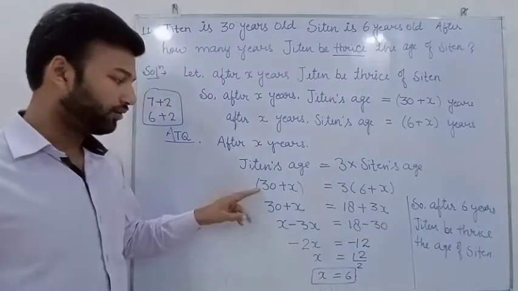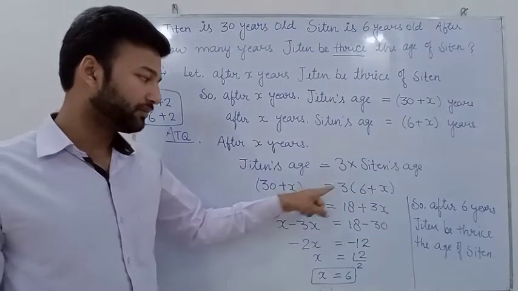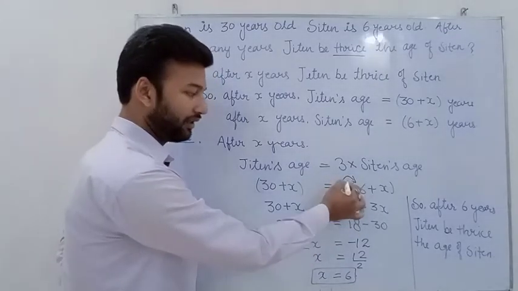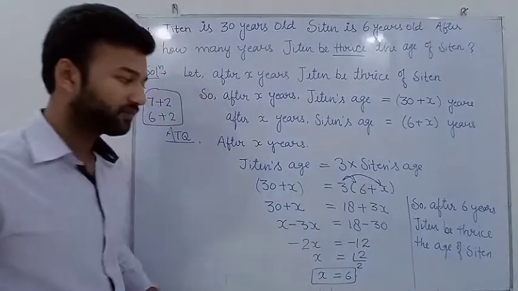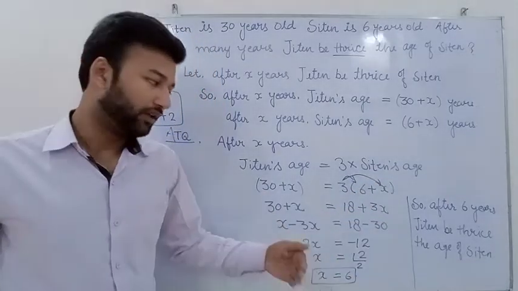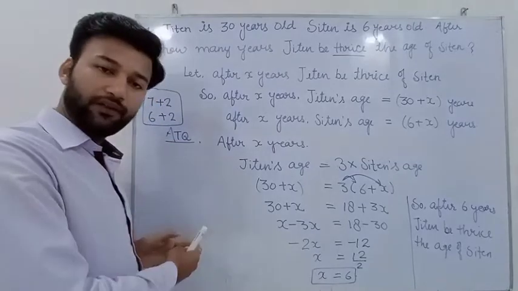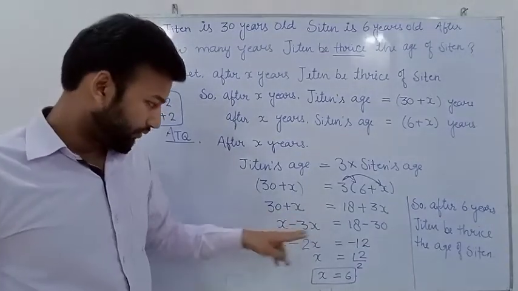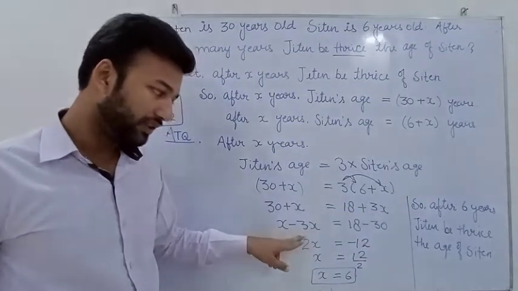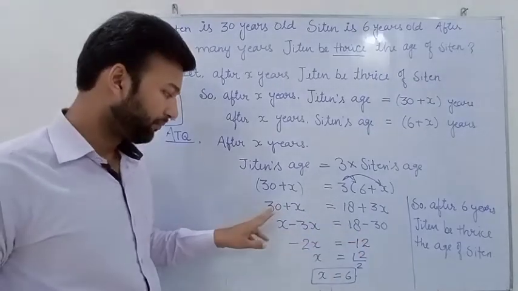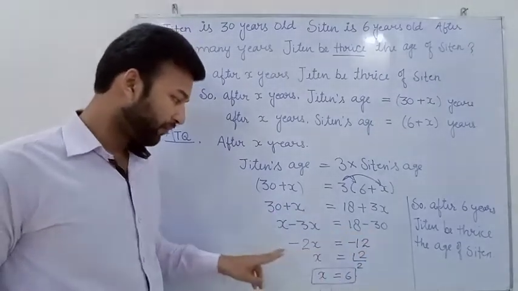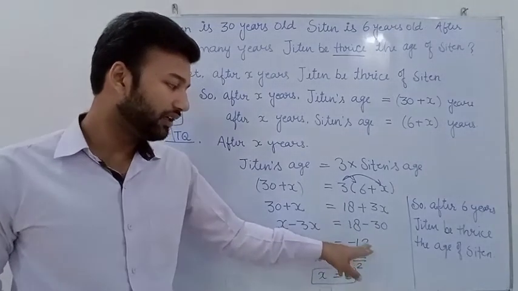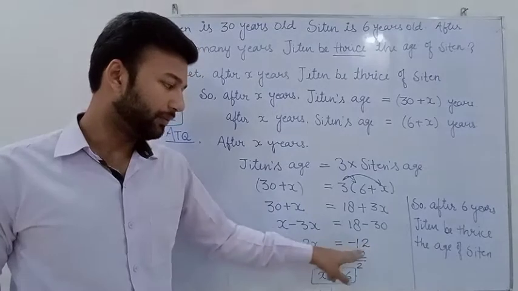Okay. Now open the bracket, 30 plus x equals 3 times (6 plus x). Here the distributive property applies: 3 multiplied by 6, 3 sixes are 18. Similarly 3 multiplied by x, 3x. Now what is the next step? In the next step, variables on the left hand side and constants on the right hand side. So x minus 3x equals, 18 is already here, minus 30. Okay. Now x minus 3x is minus 2x. 18 minus 30, because it is a negative number, that's why minus 12.